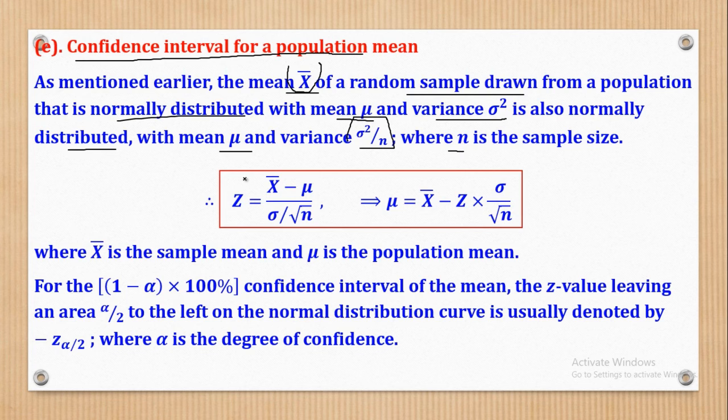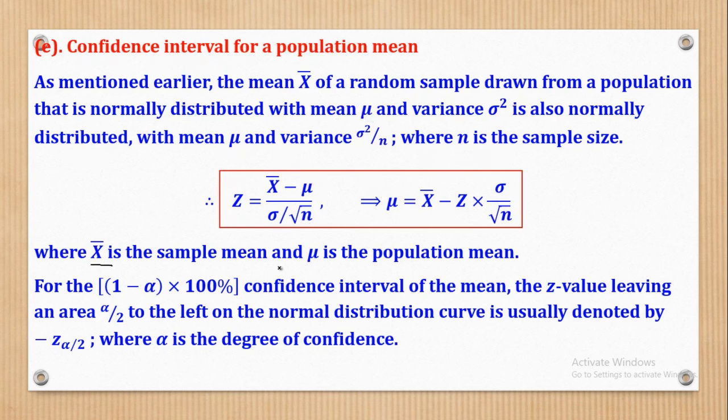So that means that we already saw this formula, and when I make mu the subject, or the population mean the subject, I'll come up with this. Now this formula is very vital because it will help us to get the confidence interval within which the mean lies, within which the population mean lies.